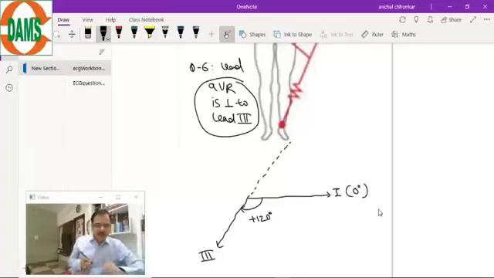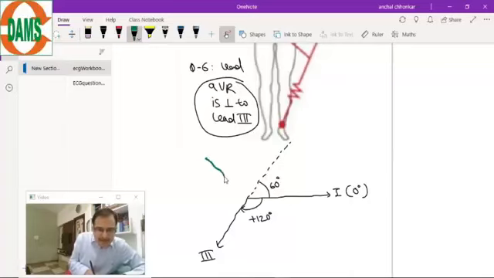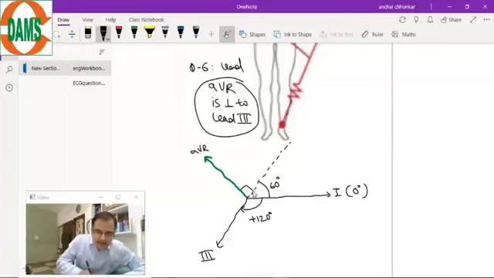All right, this hopefully will be clear to all of you. And remember, lead 3 is say extension. This is 180 degree, one angle is 120, the other angle will be 60 degree. It will be 60 degree. And now the perpendicular to lead 3 is lead AVR. This angle will be 90 degree angle.